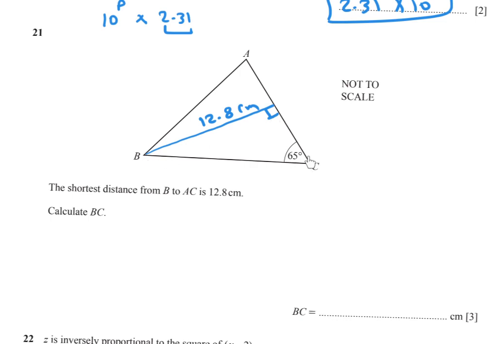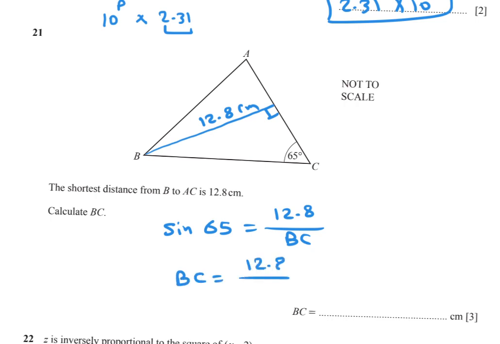For this right angle triangle, we have an angle, and we have the opposite for this angle, and we need to find the hypotenuse. So sine. Sine of 65 equals 12.8 over BC. So BC equals 12.8 divided by sine 65. Equals 14.1. What is the answer to three significant figures? 14.1.